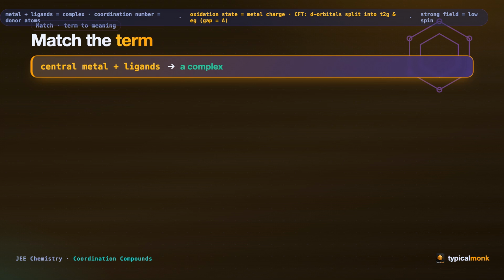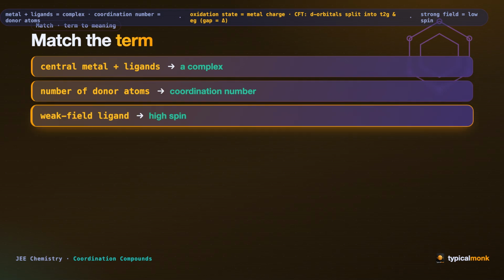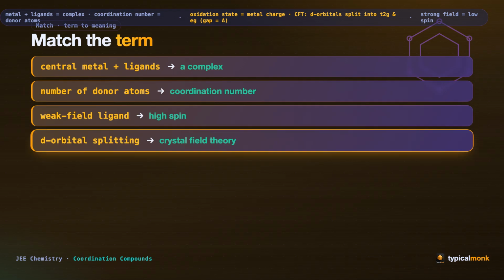Now match each term to its meaning. A central metal plus ligands goes to a complex. The number of donor atoms goes to the coordination number. A weak field ligand goes to high spin. And d orbital splitting goes to crystal field theory. 4 pairs, each worth memorizing.